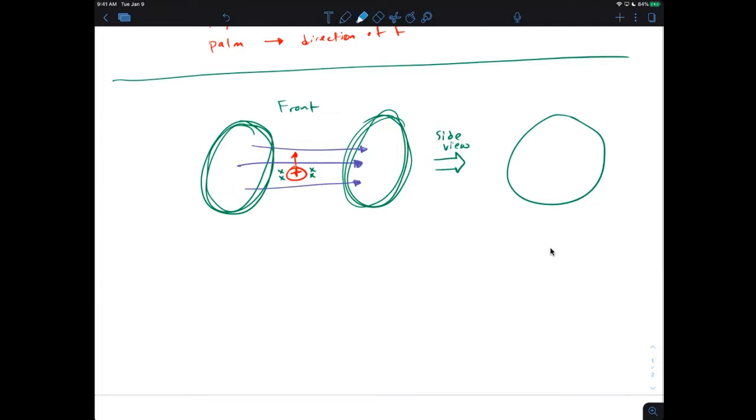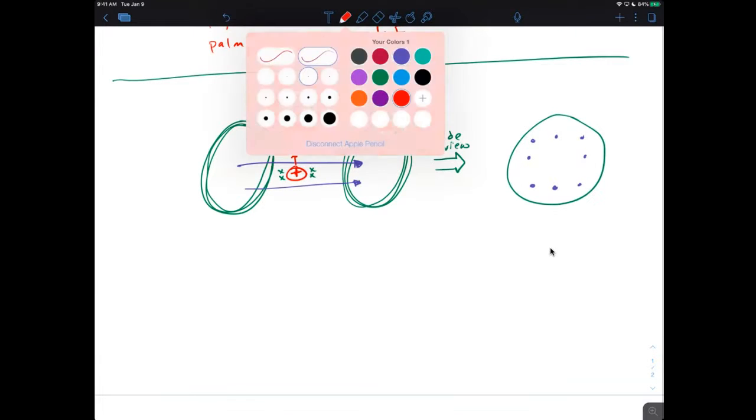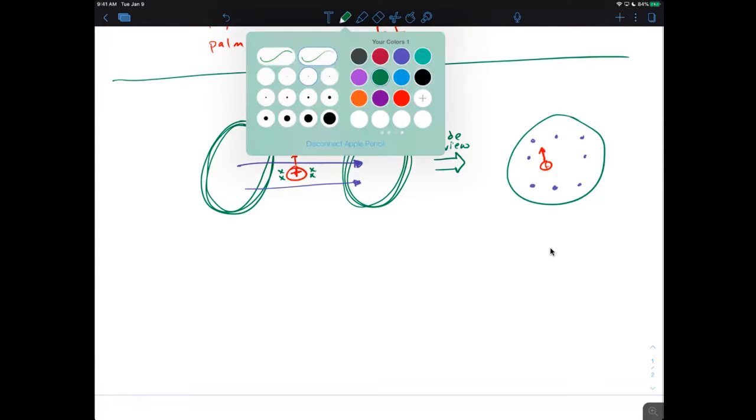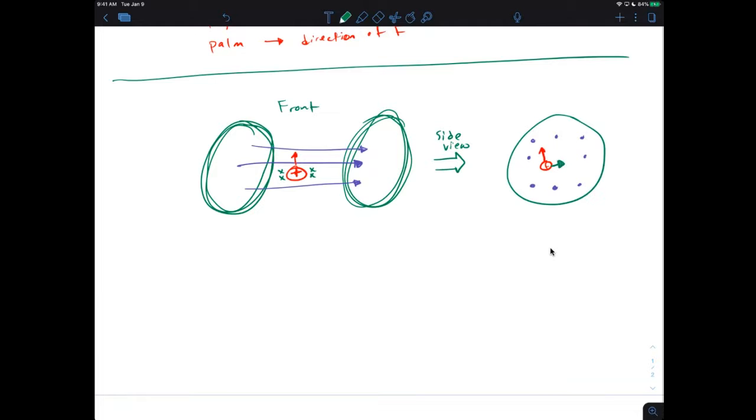Here's my coil, and my magnetic field now is coming out of the page. So now we can see our charge that's moving upwards, and it's actually being forced in this direction. This is my force. You guys have seen this before. If you remember from physics 1, this is uniform circular motion, which is what ends up happening if we have our force or our acceleration always perpendicular to our velocity. So we've seen this before.